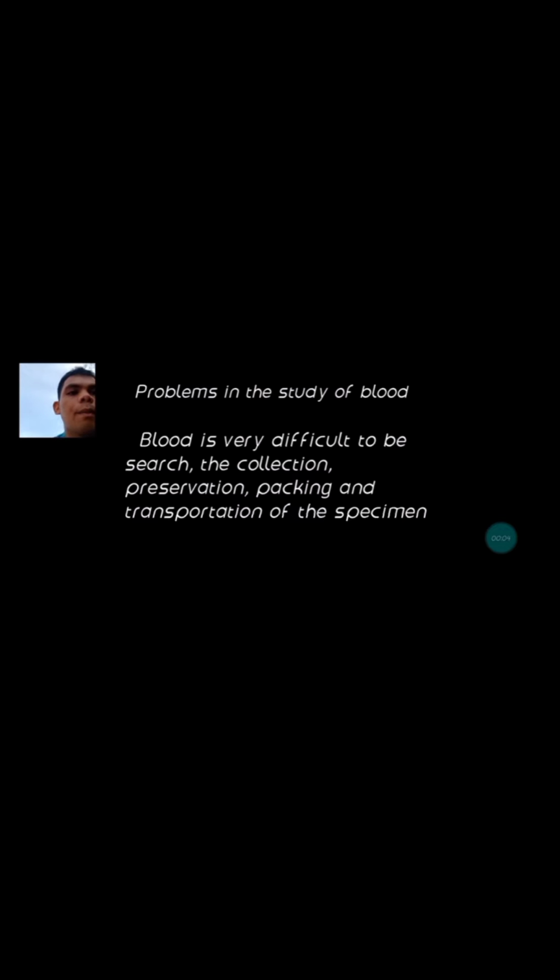Problems in the study of blood. Blood is very difficult to research, from the collection, preservation, packaging, and transportation of specimens. Blood is difficult to identify, since at a crime scene, what if it has already dried or been there for a long time? It needs to undergo laboratory examination, since blood contains the DNA of a person, used to identify the criminal or suspect, and the people involved.